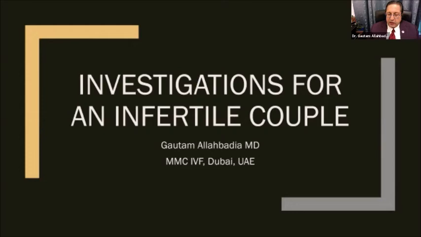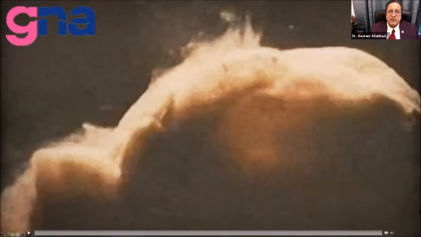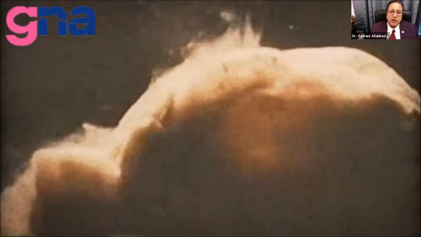So after 1 year of unprotected intercourse, a couple today must take medical help. To understand the investigations, this is a short video that will tell us how natural reproduction takes place. This video is just 1 minute, 59 seconds actually. It tells us from release of the egg from the surface of the ovary in the mid-cycle. The egg is picked up by the end of the fallopian tube. It travels up to the mid portion of the fallopian tube and lies waiting for the sperm.